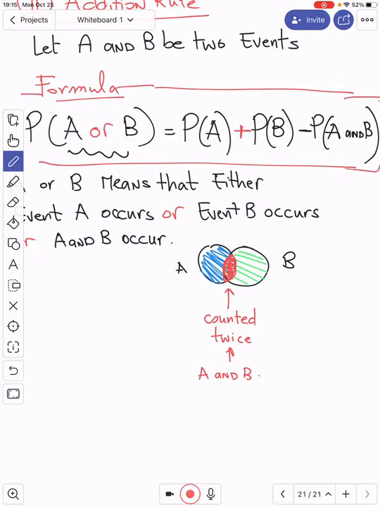So probability of A or B is equal to the probability of A plus probability of B minus the probability of A and B. And for probability of A and B, of course, you need to check if A and B are dependent or independent, okay?